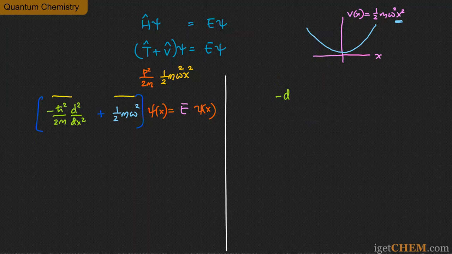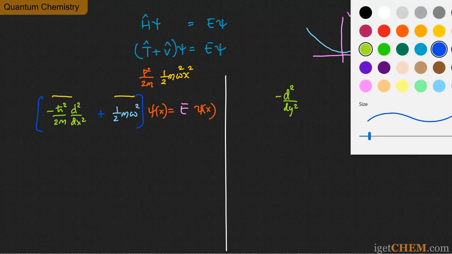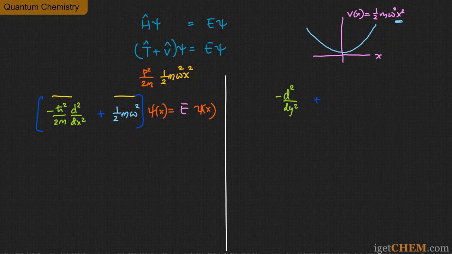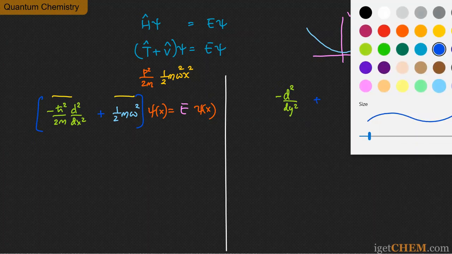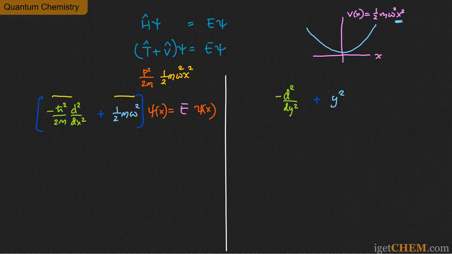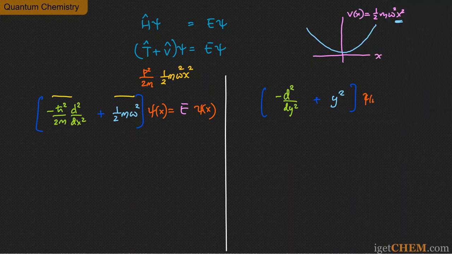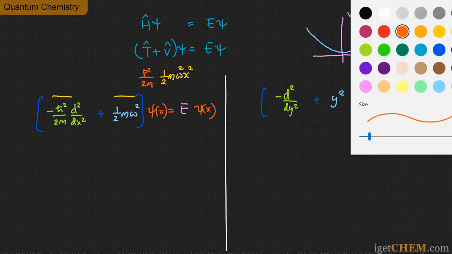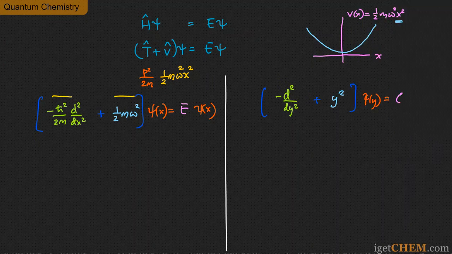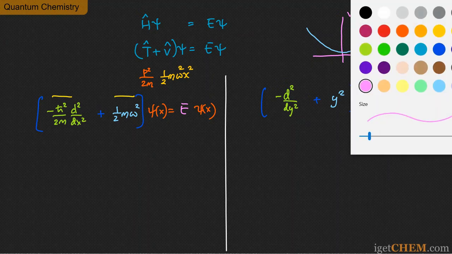So instead of this being d squared dx squared multiplied by minus h bar squared over 2m, this just becomes minus d squared dy squared for the kinetic energy term. And for the potential energy term, this just becomes y squared. And now this whole thing then operates on psi, which is now a function of y instead of a function of x. And this is equal to some dimensionless energy multiplied by psi.